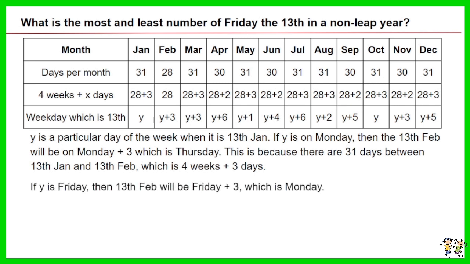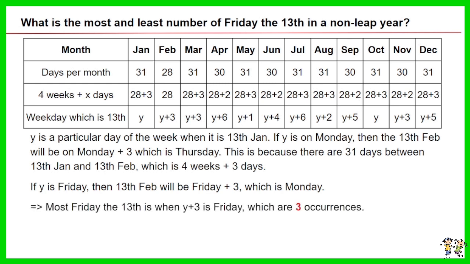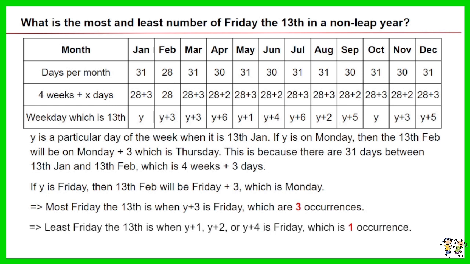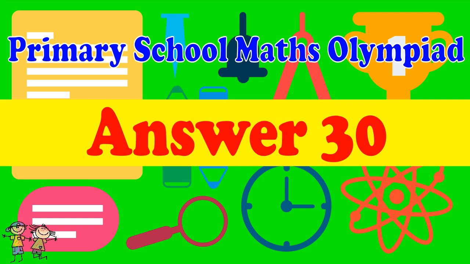If Y is Friday, then the 13th of February will be Friday plus 3, which is Monday. As such, the most Friday the 13ths in a year is when Y plus 3 is Friday, which is 3 occurrences. The least Friday the 13ths in a year is when Y plus 1, Y plus 2, or Y plus 4 is Friday, which is 1 occurrence. Answer for question 30.